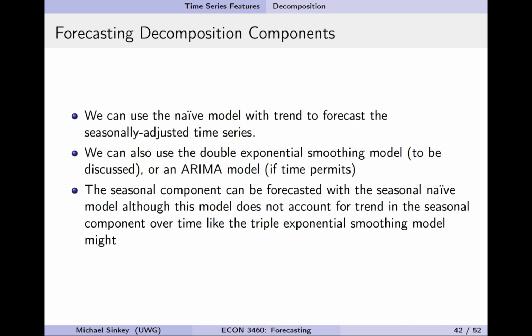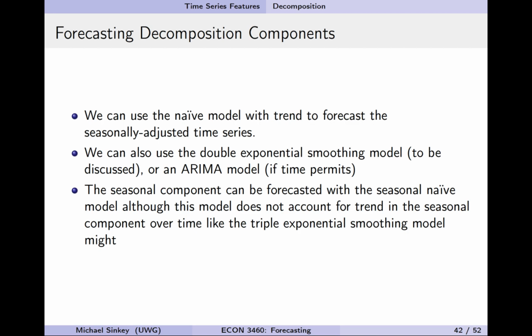Okay, so when we think of this decomposition, you could actually conceptualize just decomposing the data set and then forecasting the decomposition components. So rather than trying to forecast Y, it may be beneficial for us to think about forecasting T or forecasting S. So if we do a naive model with trend, we could forecast the T. We could also do a double exponential smoothing model, which I'm going to talk about here in a minute, or we could do an ARIMA model. The seasonal component could also be forecasted with something like the seasonal naive model. This is not going to account for trends, so we may want to use a triple exponential smoothing.